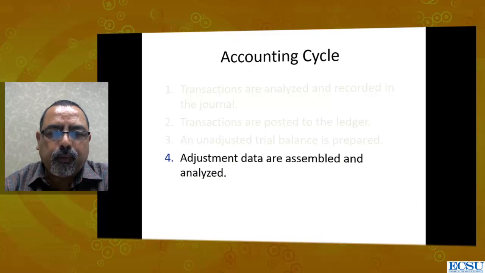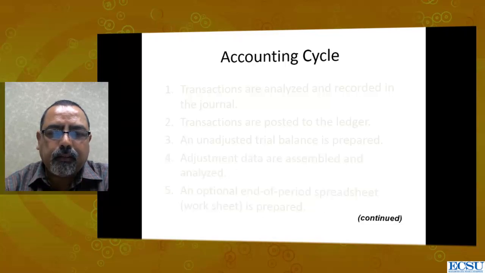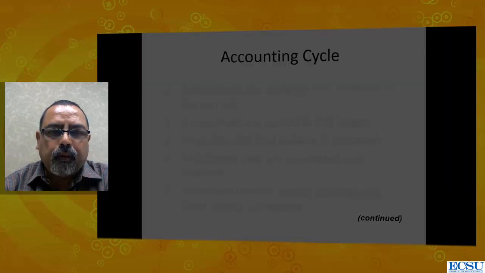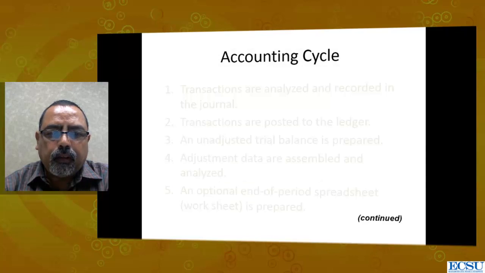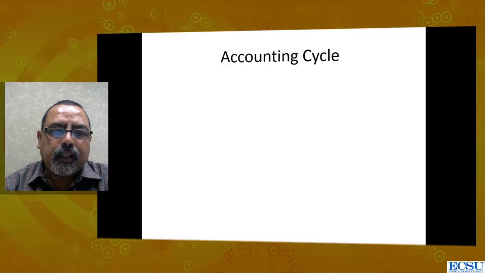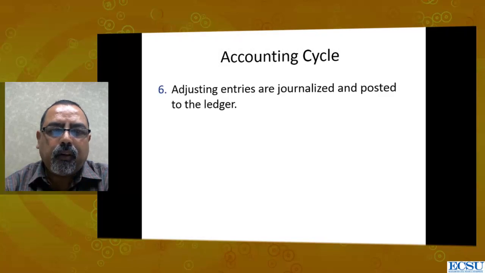And then once we have assembled the data and analyzed them, we'll be preparing a worksheet. That's an optional worksheet, and it is kind of a spreadsheet where we'll be recording all the transactions. And then once we have analyzed the adjusting requirements, we journalize them as adjusting entries and then we post them to the ledger.